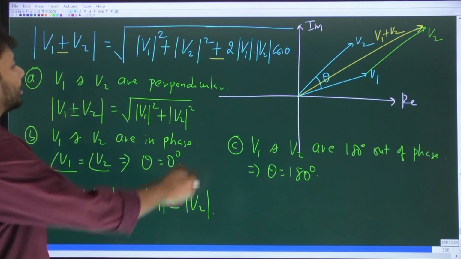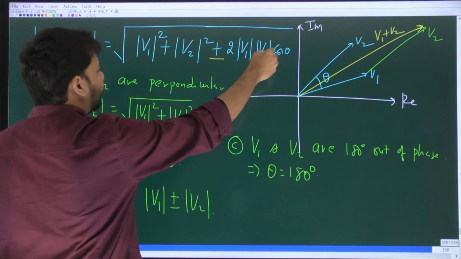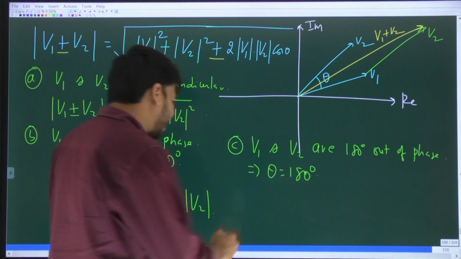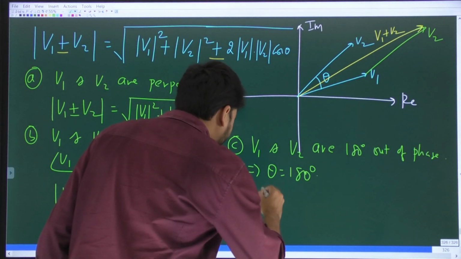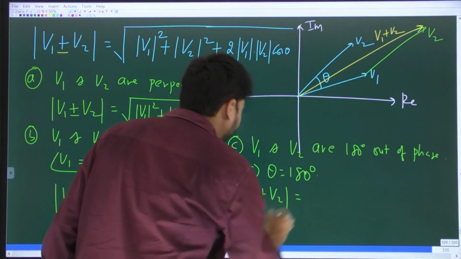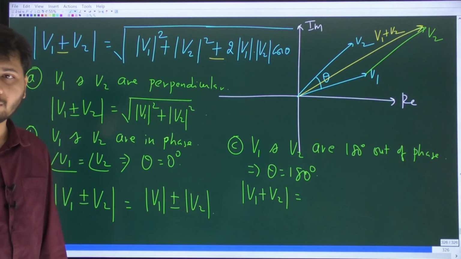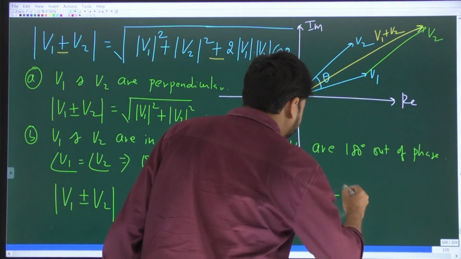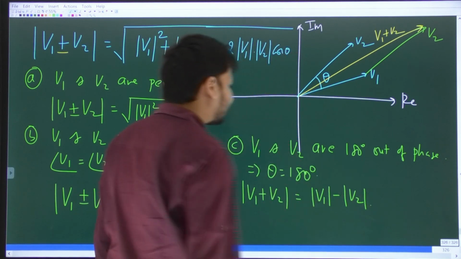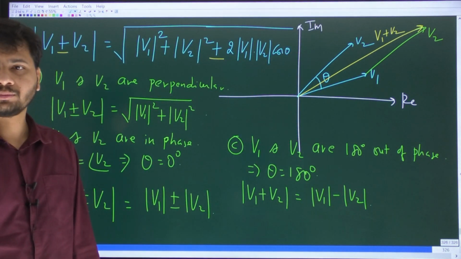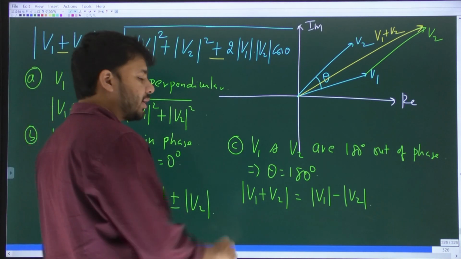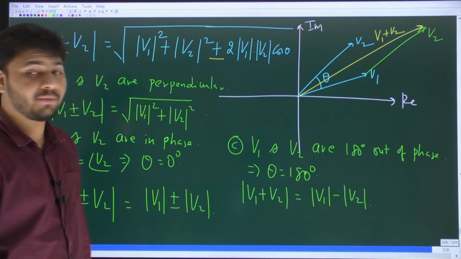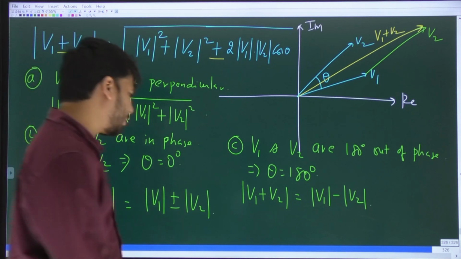You understood? If theta is 180, then you know cos 180 degrees would be minus 1. So the point is, mod of V1 plus V2 will be equal to mod of V1 minus mod of V2. You understood? And this is when the two phasors are 180 degrees out of phase.